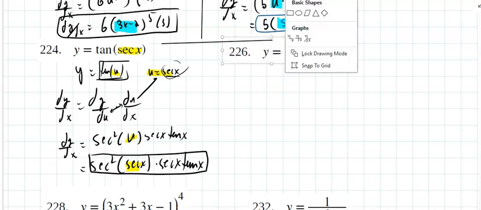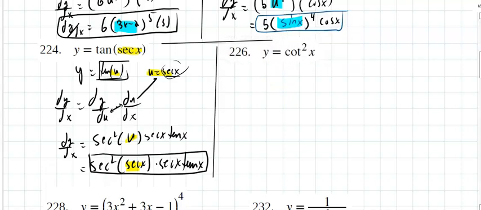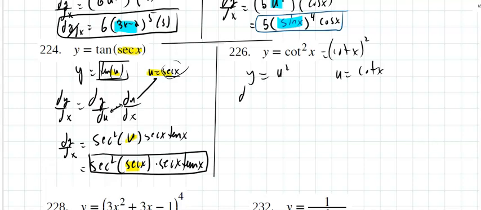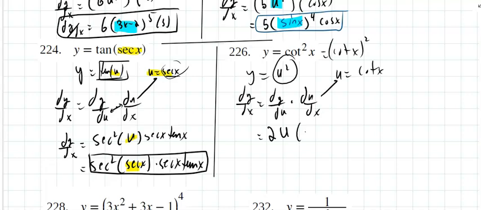Now when I get to the next problem, I'm gonna let u equal the inside. Well, again, this is the cotan of x squared, so the inside of the power function is the cotan of x. That makes y equal u squared. Dy dx: y depends on u and u depends on x. That is simply 2u, and the derivative of that is negative cosecant squared of x.